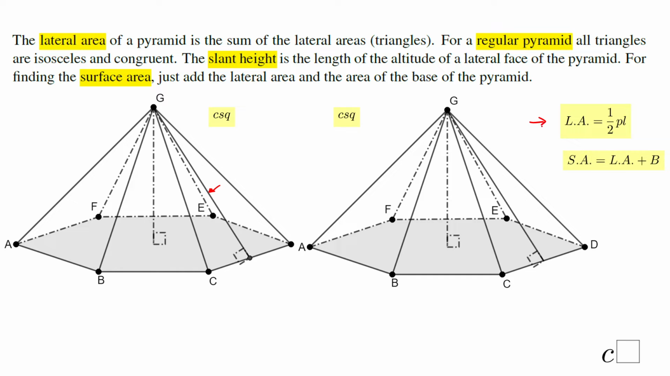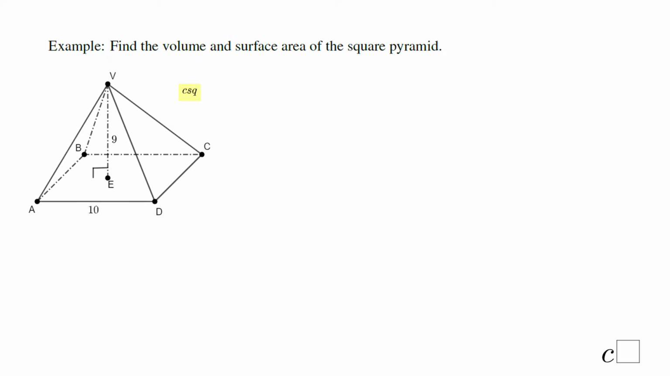The lateral area, those triangles, you can find by just doing 1/2 times P times L. You may want to put a capital P here because it stands for the perimeter, and L stands for the slant height. Okay, the surface area is the lateral area plus 1 base. So let's see this example here where we have to find the volume and the surface area. We're going to start with the volume.